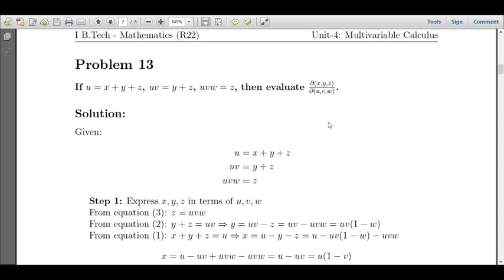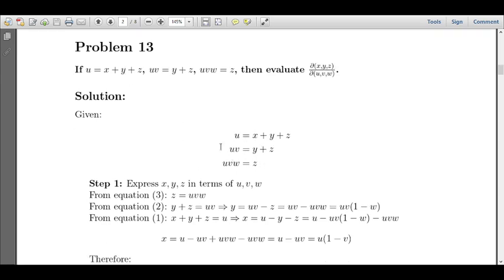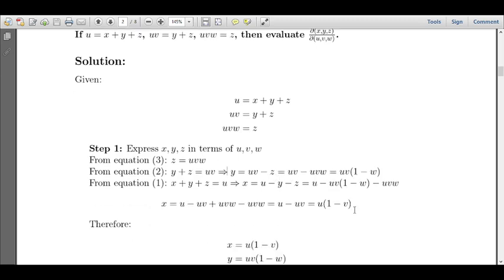So that is why, from these equations, u equal to x plus y plus z, we can find the expression for x in terms of u, v, w, y in terms of u, v, w, and z in terms of u, v, w. See, from the third equation itself, z equal to uvw. Use this, reverse back into the second equation. So y plus z equal to uv, so y equal to uv minus z. So this is uv minus uvw, uv into (1 minus w).